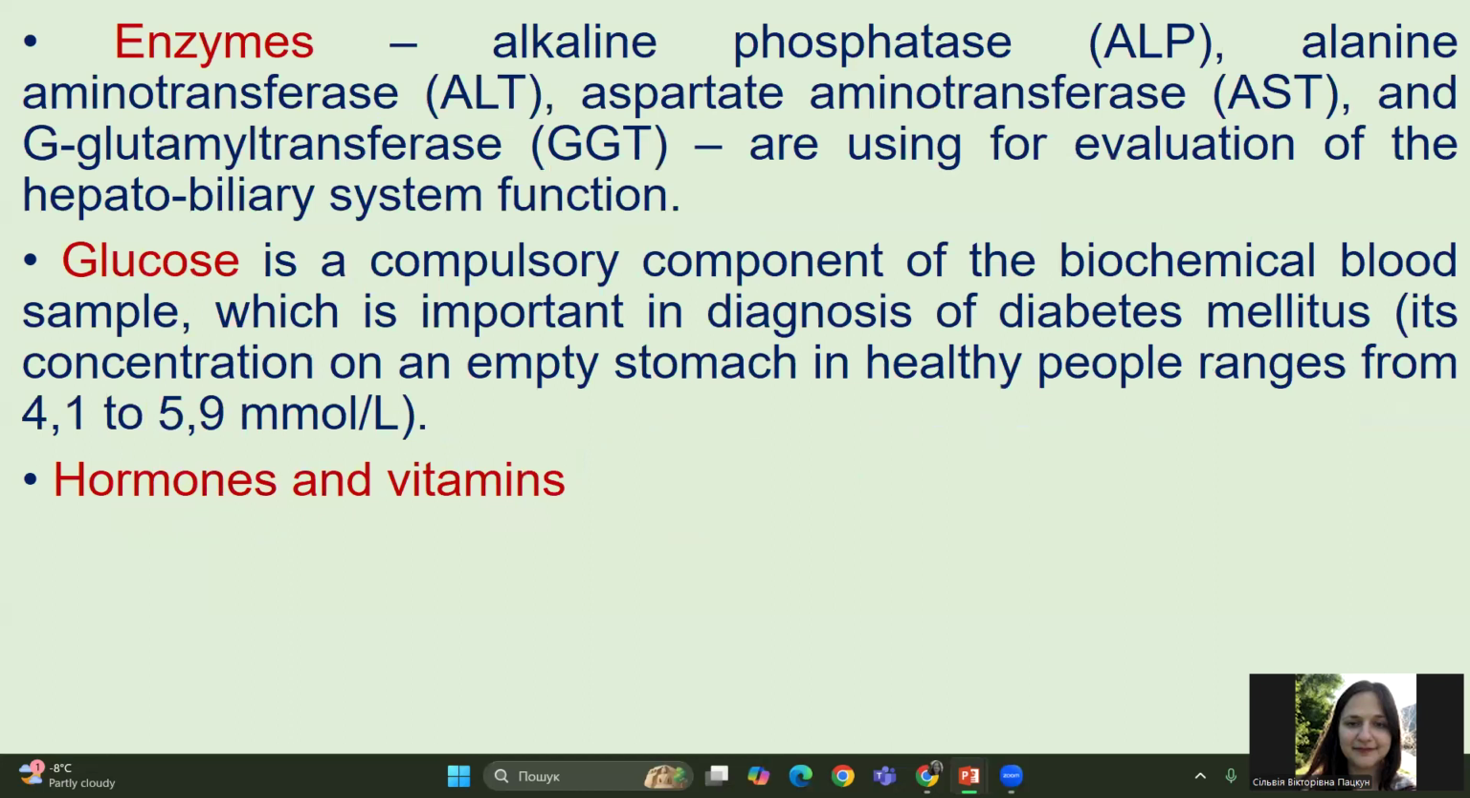Enzymes such as alkaline phosphatase, alanine aminotransferase, aspartate aminotransferase, and gamma-glutamyl transferase are used for evaluation of the hepatobiliary system function. Glucose is a compulsory component of the biochemical blood sample, which is important in diagnosis of diabetes mellitus. Its concentration on empty stomach in healthy people ranges from 4.1 to 5.9 millimoles per liter. Also, hormones and vitamins are present in blood plasma.